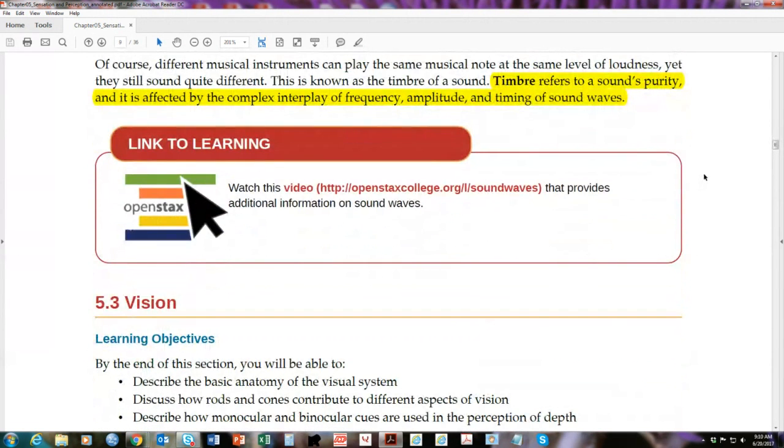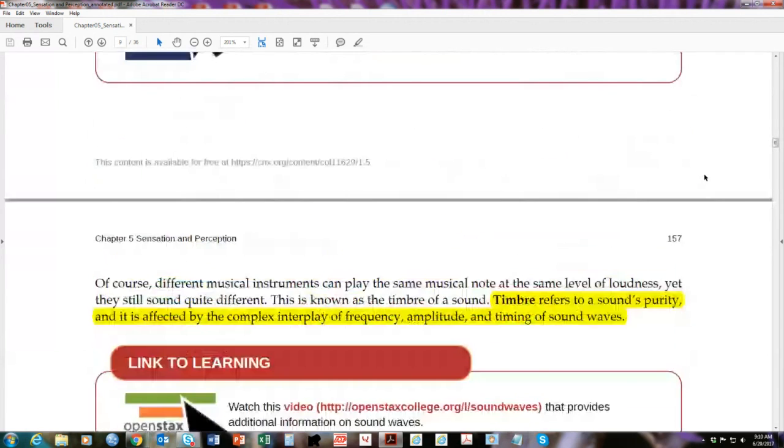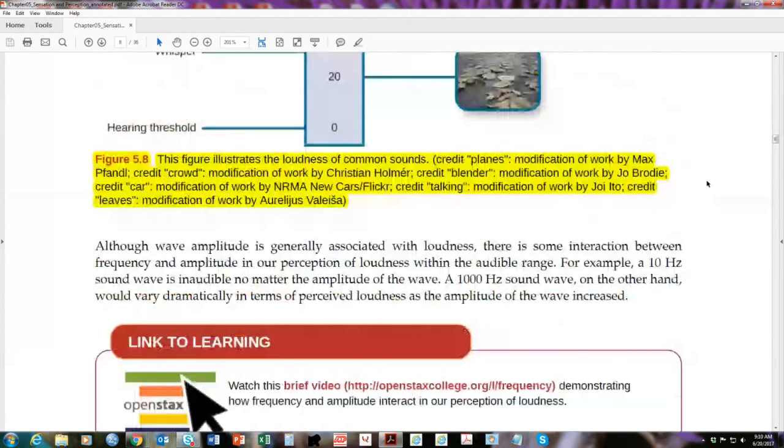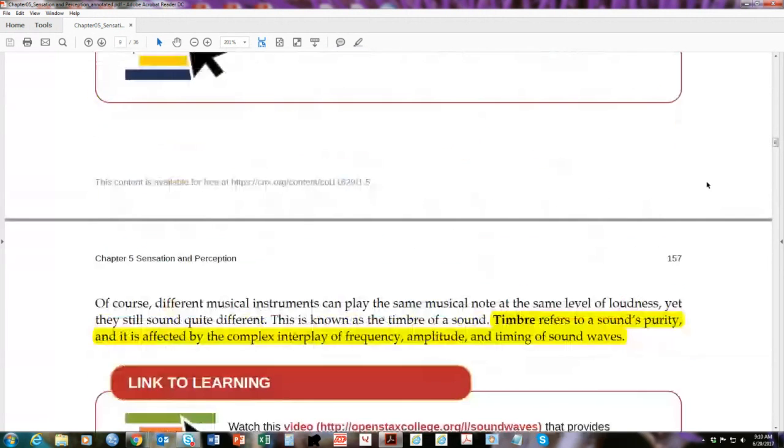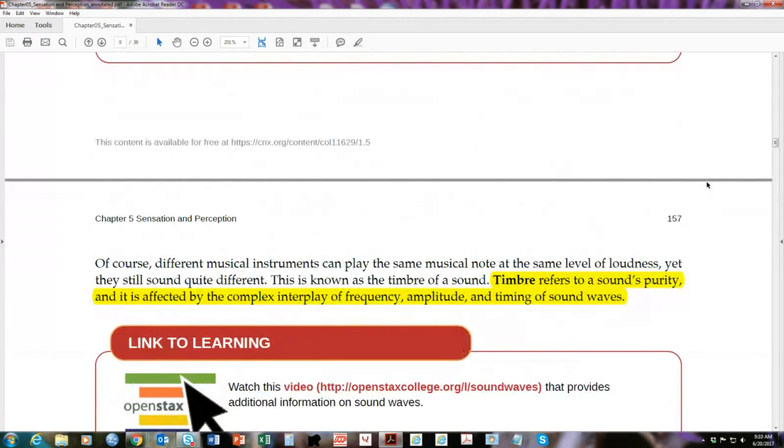Now, the characteristic of sound that's related to the frequency of the waveform is referred to as pitch. Pitch just means that essentially sound is high-pitched or low-pitched. High-pitched sounds are high frequency, low-pitched sounds are low frequency.